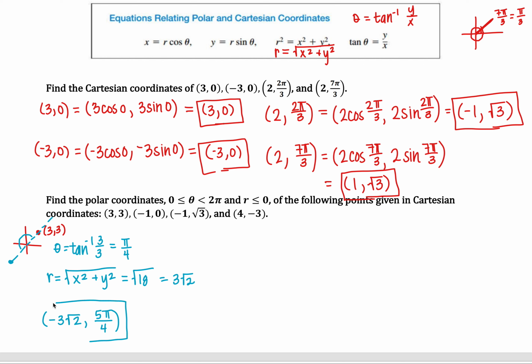So with these, we just need to think about them a little bit to see exactly where we're going. So at negative 3 square root of 2, 5 pi over 4, I would go, starting here at the x-axis, all the way around to 5 pi over 4, and then that negative r value means I flip back up. So I'm going to hit that red point. So that would be the first one. Now, for our second one, we've got negative 1, 0.